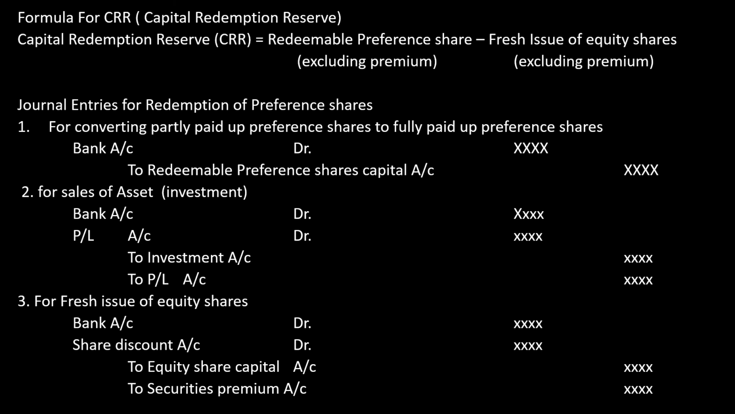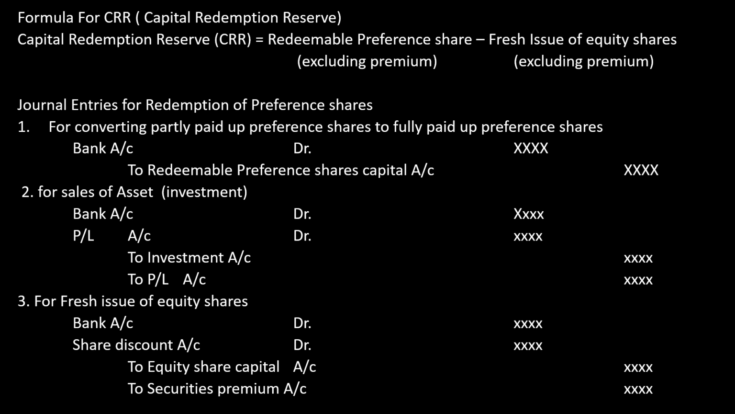The next one is for sale of assets. If any assets are sold during the process of redemption, then the entry will be bank account debit, P&L account debit, to investment, to P&L. Normally they'll sell only the investments, not any other assets, about 90% of the time, for the purpose of redemption. Here there's a P&L on the debit and a P&L on the credit. The debit P&L indicates a loss. The credit P&L indicates a profit. When you sell any asset, there will be some profit or loss.